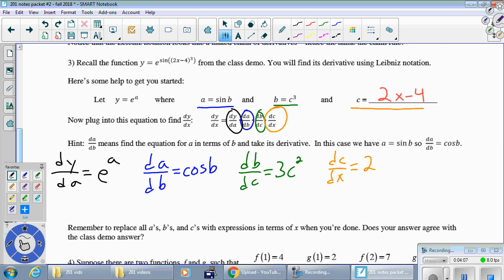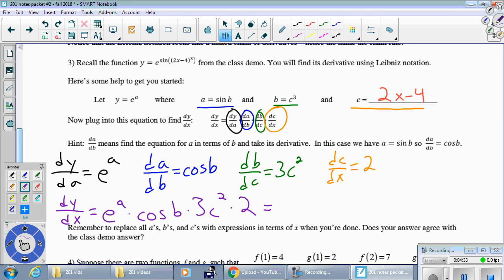Okay, and according to our big expanded chain rule thing, dy/dx is supposed to equal the product of all 4 of these things that we just found. So I'm just going to naively write this product. e to the a times cosine of b times 3c squared times 2. I'm just writing down the big product that we have up there. Now this at the moment doesn't look like our answer because we've already done this problem. It was in the demo. It doesn't look like it yet, but that's because we haven't done enough back substituting yet.